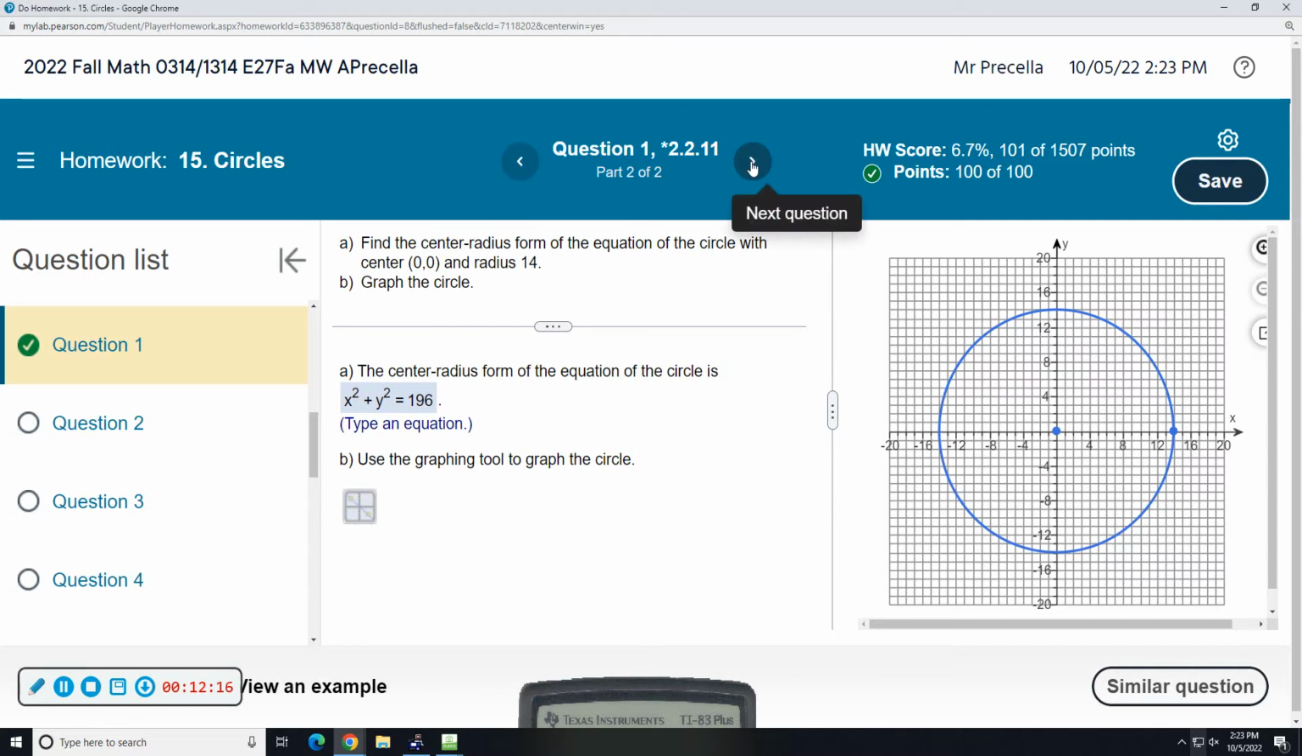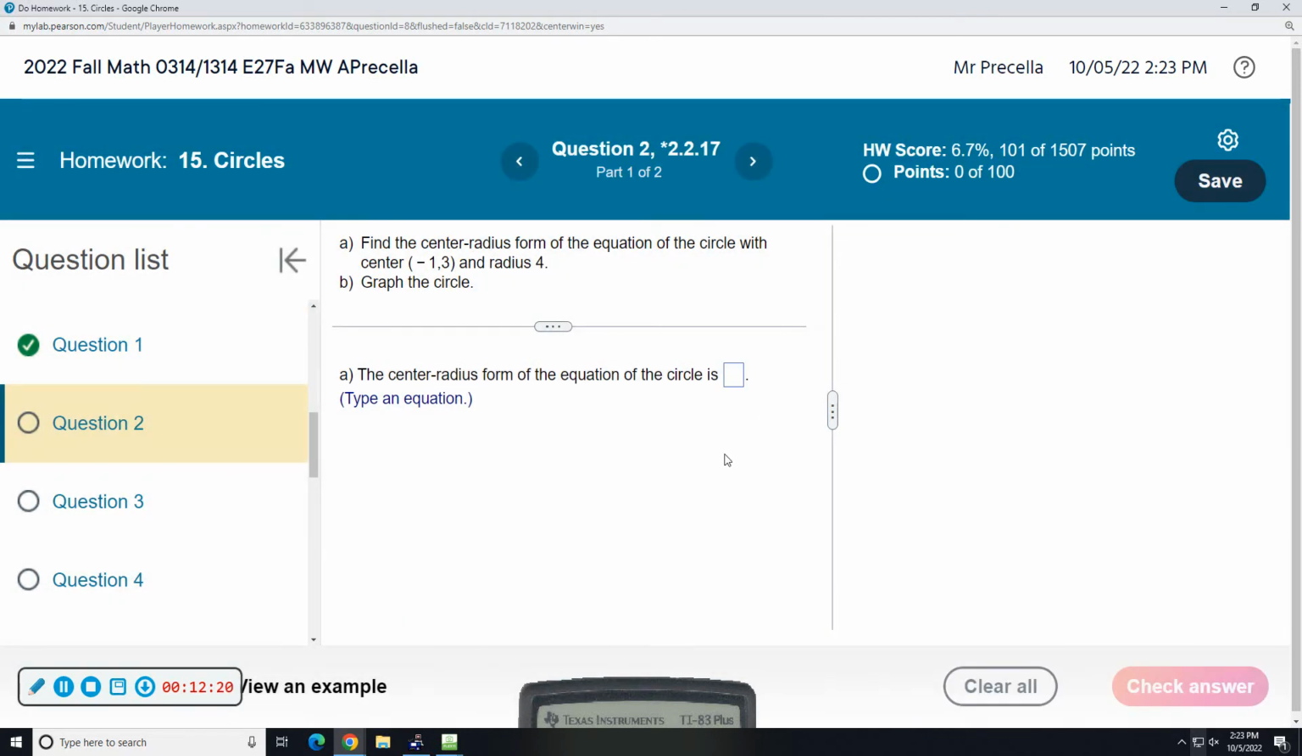Well, they won't all be centered at the origin. Number 2. We want to write the center radius form. This is number 2. Write the center radius form for the equation of a circle that's centered at negative 1, 3. And the radius is 4.